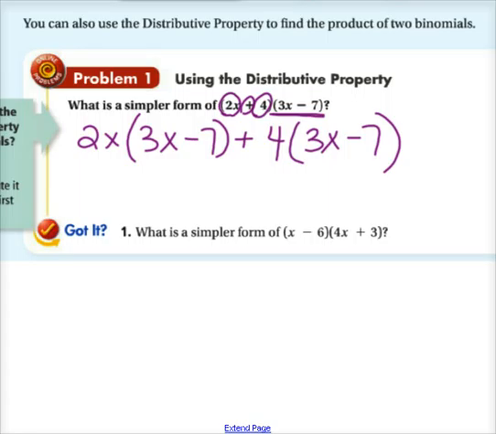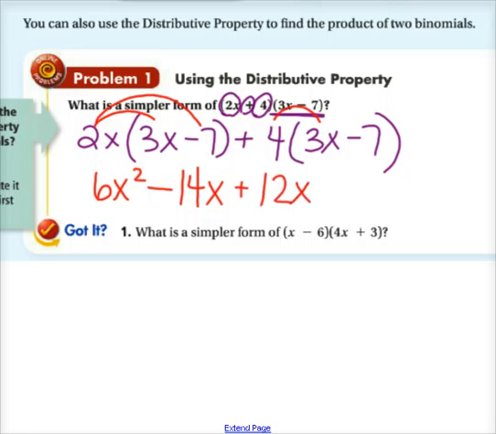2x times 3x: 2 times 3 is 6, x times x is x squared. 2x, so I did that one. 2x times a negative 7 is a negative 14x. Moving on. 4 times 3x, positive 12x. 4 times negative 7, negative 28.